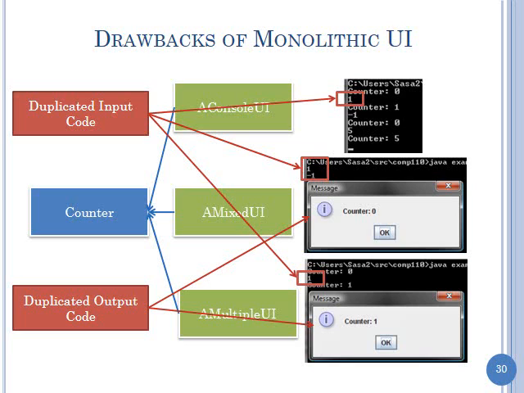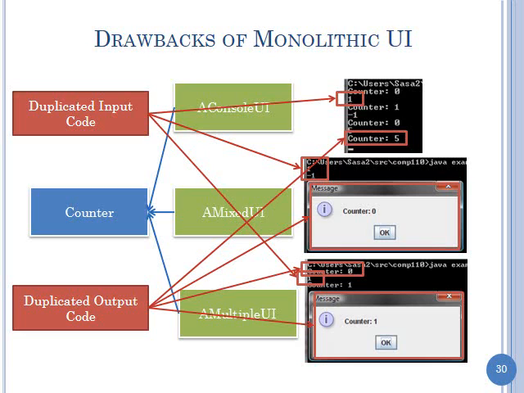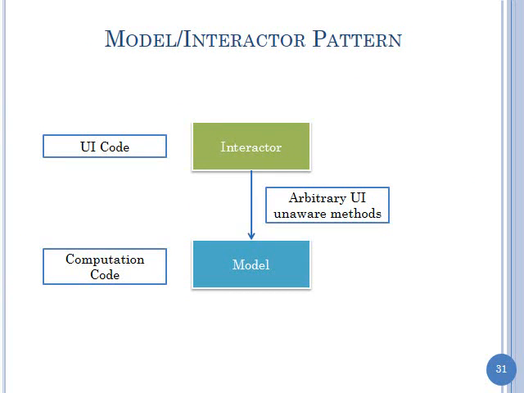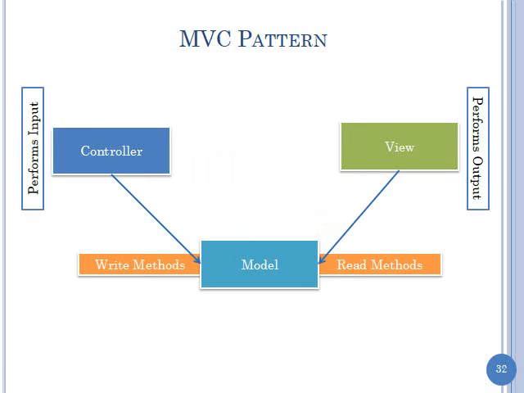And in these two UIs, the multiple UI and the mixed UI, the output code is also duplicated, right? The output code happens to be shared from the previous example. So we are going to go away from the model interactor pattern to the model view controller pattern, which I've kind of led you into.